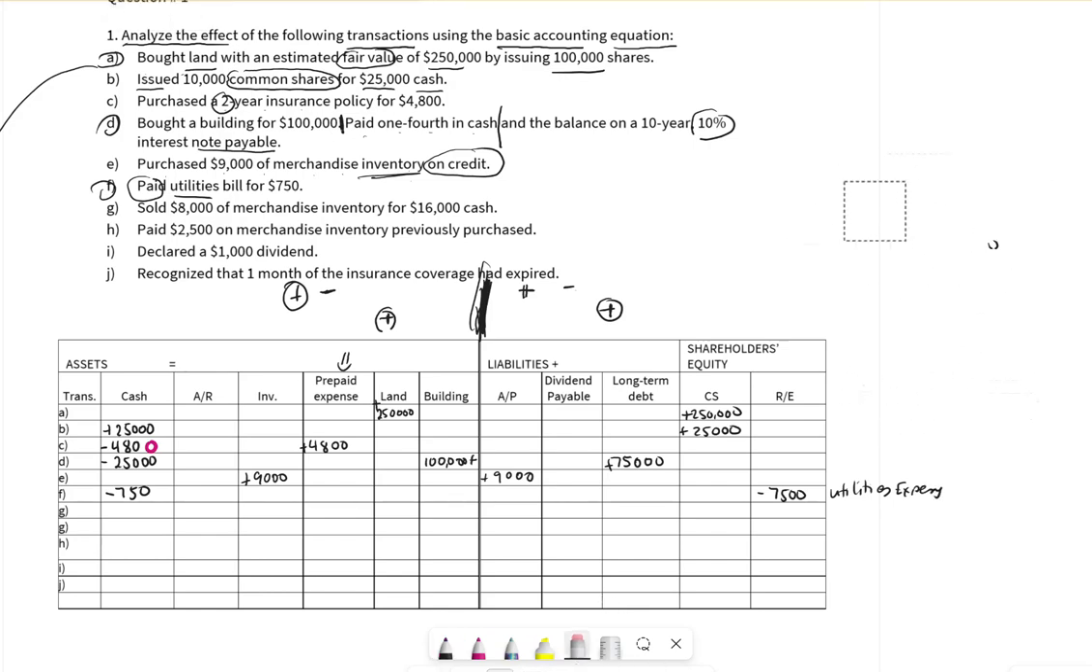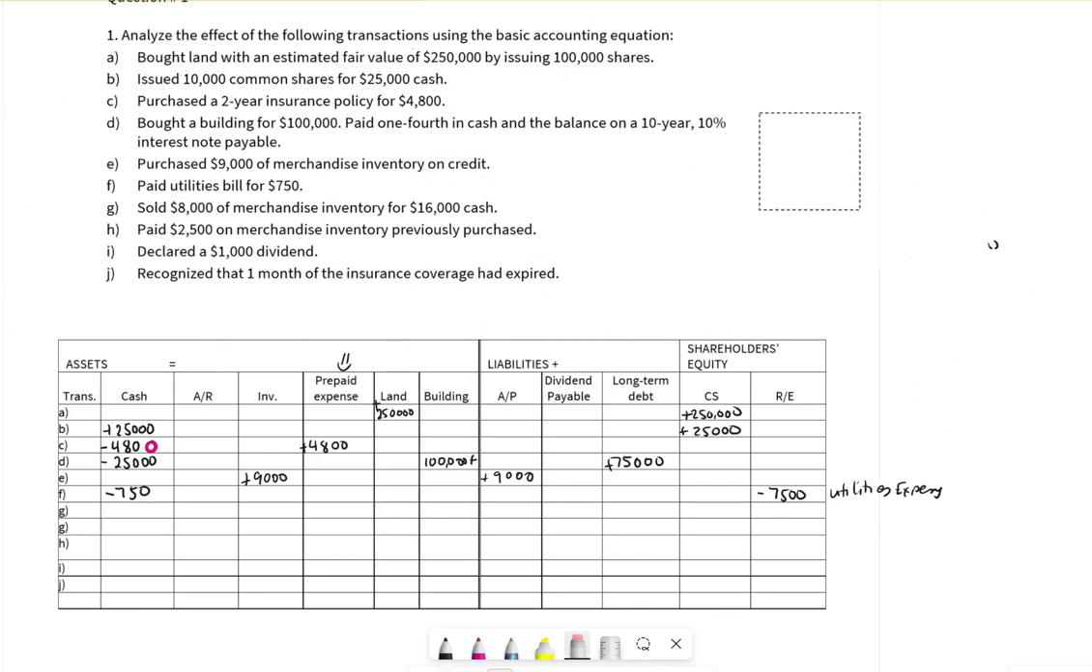You needed to put aside what we're doing. So now let's go to the next one. What happened is that we sold $8,000 worth of inventory for cash. So what happened to your inventory? We sold that inventory for what? We sold it for cash. So my cash will increase by 16,000.